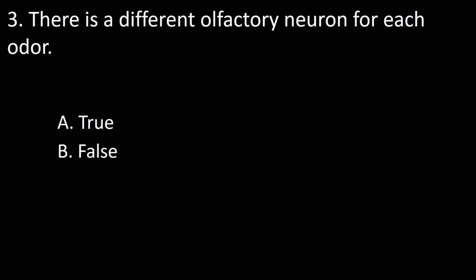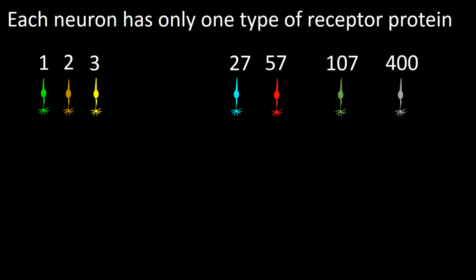Next question. There is a different olfactory neuron for each odor. A true, B false. There seem to be 400 different primary odorants and a type of olfactory neuron for each of them. The existence of 400 primary odors seems extravagant if we take into account that there are only 3 primary colors and 5 primary tastants.